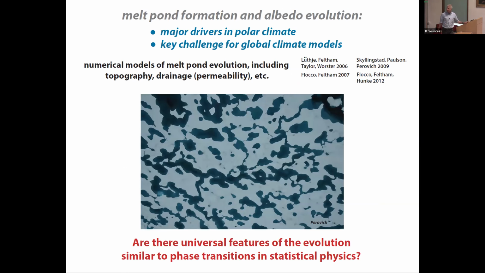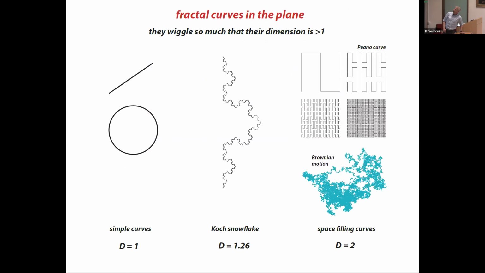I thought there'd be a fractal dimension. Turns out there is. Just a reminder of the fractal dimension of simple Euclidean curves: the Koch snowflake has fractal dimension 1.26. The maximal fractal dimension you can get in 2 dimensions is 2, a so-called space-filling curve.